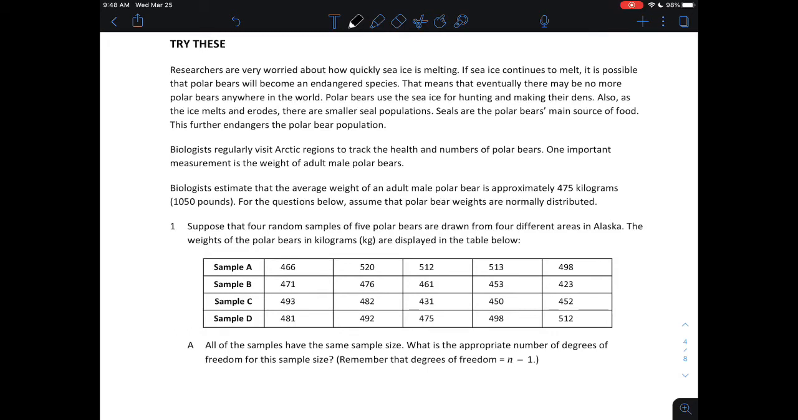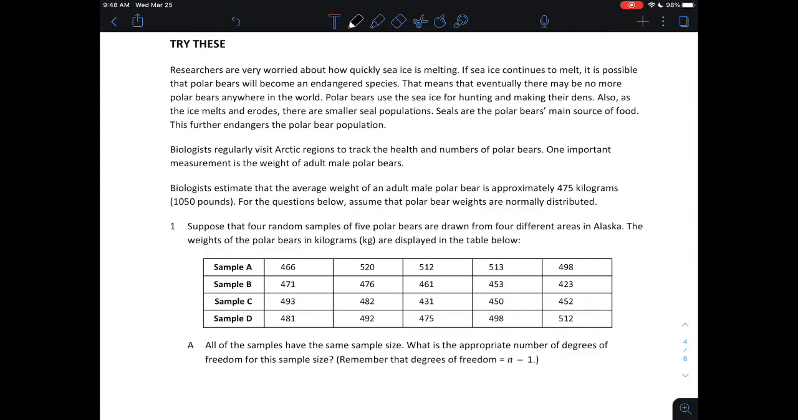Biologists regularly visit Arctic regions to track the health and numbers of polar bears. One important measurement is the weight of adult male polar bears. Biologists estimate that the average weight of an adult male polar bear is approximately 475 kilograms, which is the same thing as 1,050 pounds. For the questions below, assume that polar bear weights are normally distributed.